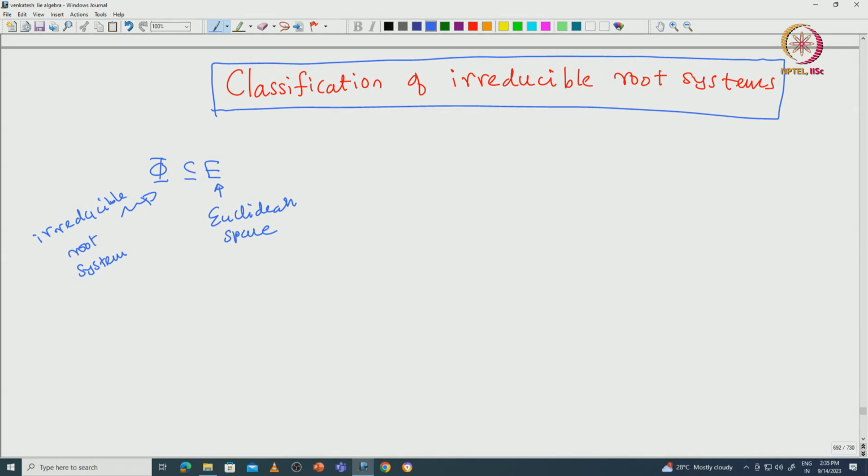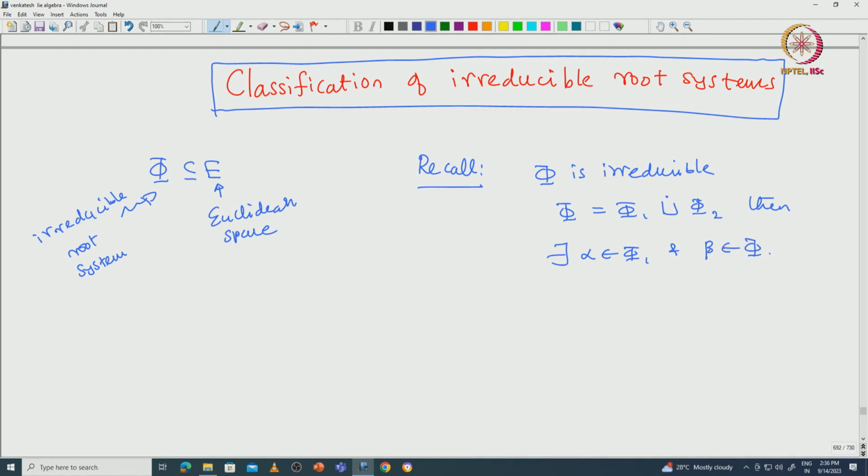So what is the definition of irreducible? Phi cannot be written as a disjoint union of phi 1 and phi 2 such that both of them are orthogonal to each other. So recall, here is the definition. Phi is irreducible if we write phi as a disjoint union of phi 1 and phi 2, then there exist alpha in phi 1 and beta in phi 2 such that the inner product of alpha and beta is non-zero.